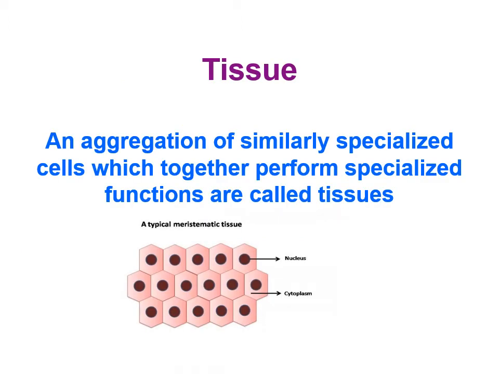You must be knowing that there is a difference between a tissue and a cell. So parenchyma is a tissue. Let's define what a tissue is. A tissue is an aggregation of similarly specialized cells which together perform specialized functions, and we have different types of tissues. If you can recall, we have xylem, phloem, parenchyma, collenchyma, and sclerenchyma, and all these tissues are aggregates of similarly specialized cells.